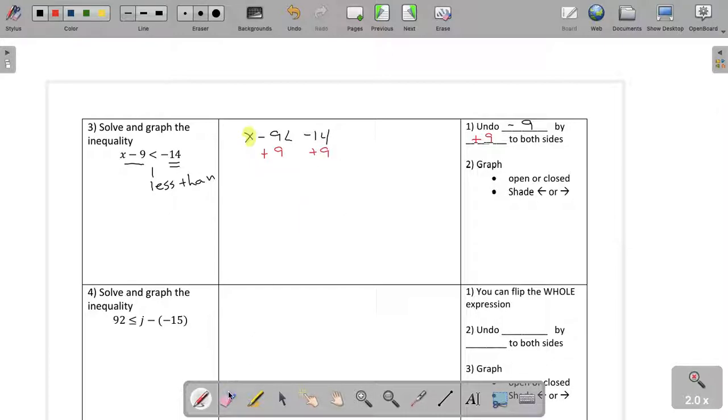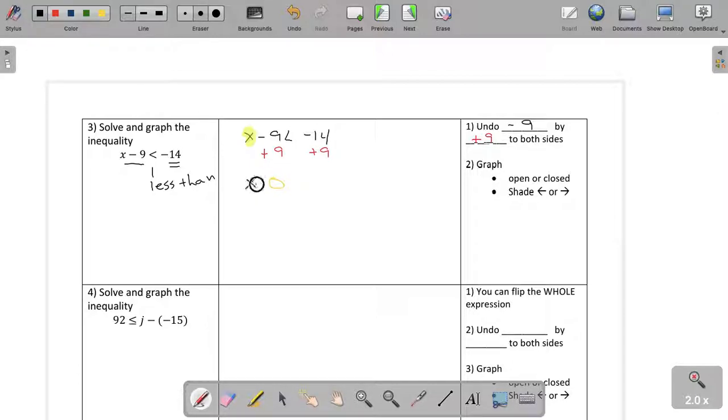Okay, and when I do that, what's a negative 9 and a positive 9? Negative 9 and positive 9 is my 0. There's my 0 again. That negative and positive cancel out. We still have x over here.